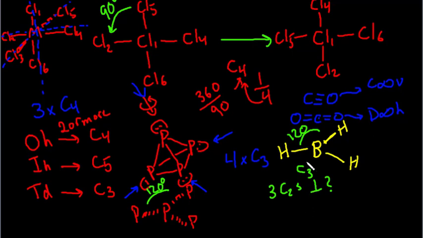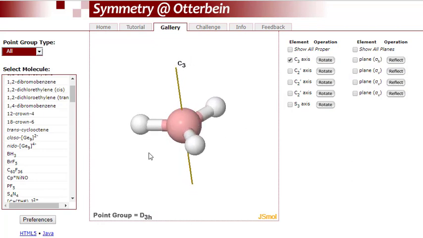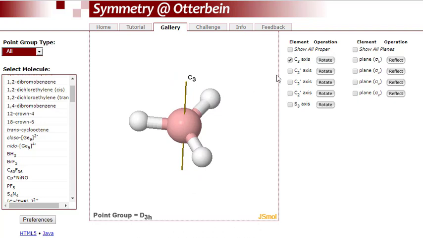Now, we can draw this by looking down the BH bonds and see that, but let's this time take a look at the website and see how BH3 looks. So we do have a C3 rotation that we mentioned, and on this website, if you click rotate, you can see how the molecule rotates and ends up in the same arrangement of atoms that you started with.